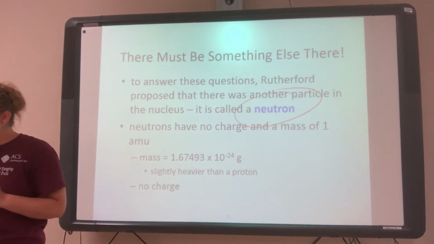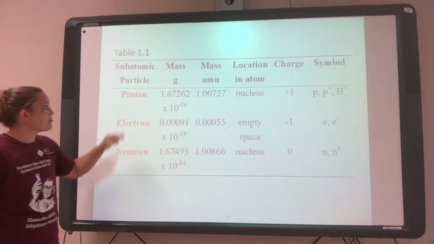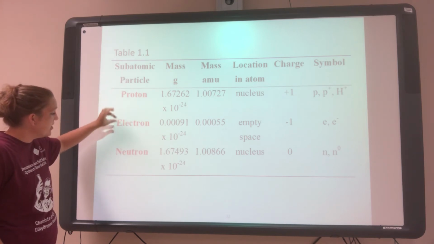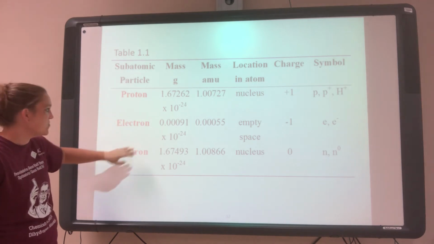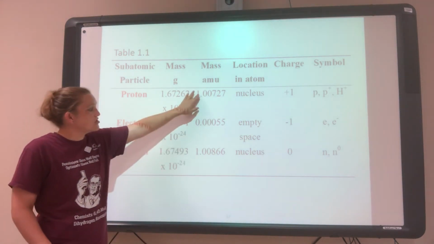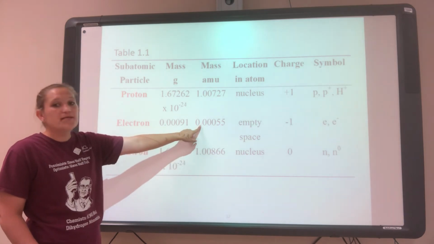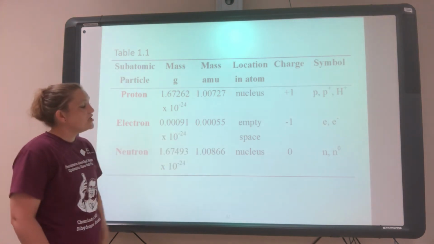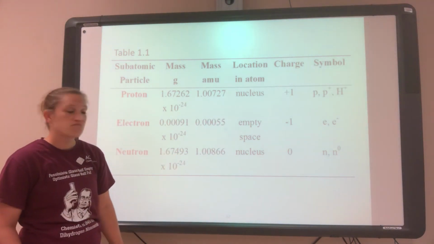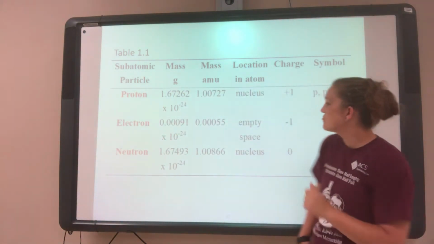So I have a summary table for you of your three subatomic particles. So here are the three subatomic particles. You need to know them. You need to know it's a proton, an electron, and a neutron. You don't have to know these exact numbers. But you need to know that the proton and the neutron are about the same mass, and the electron is really small. You need to know where they're located. The proton and the neutron are in the nucleus. The electron is in the empty space around the nucleus.